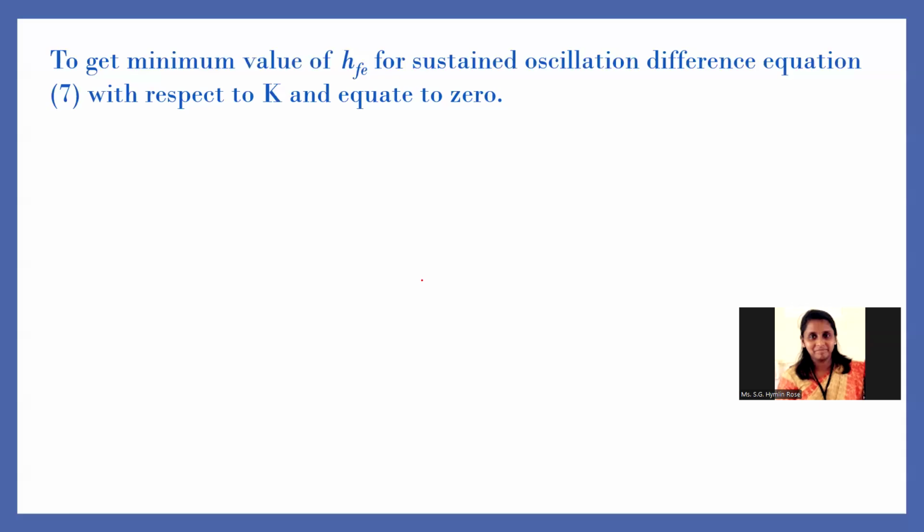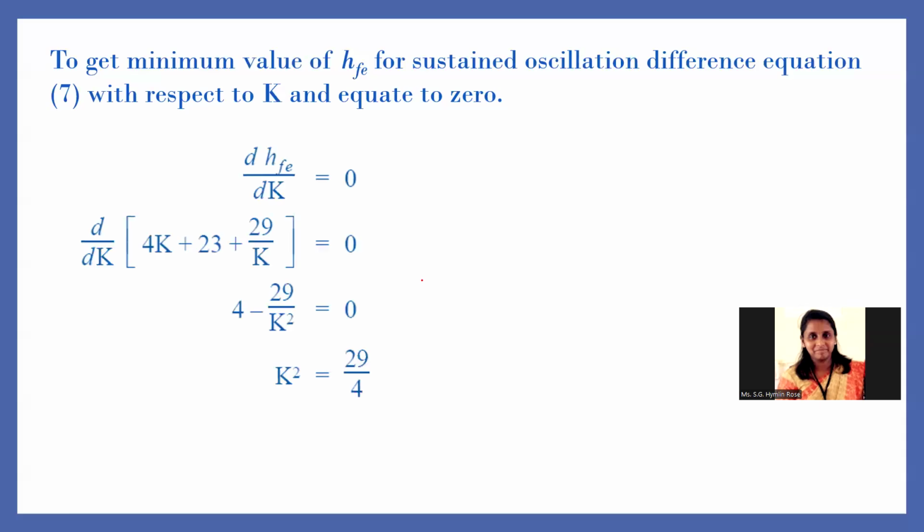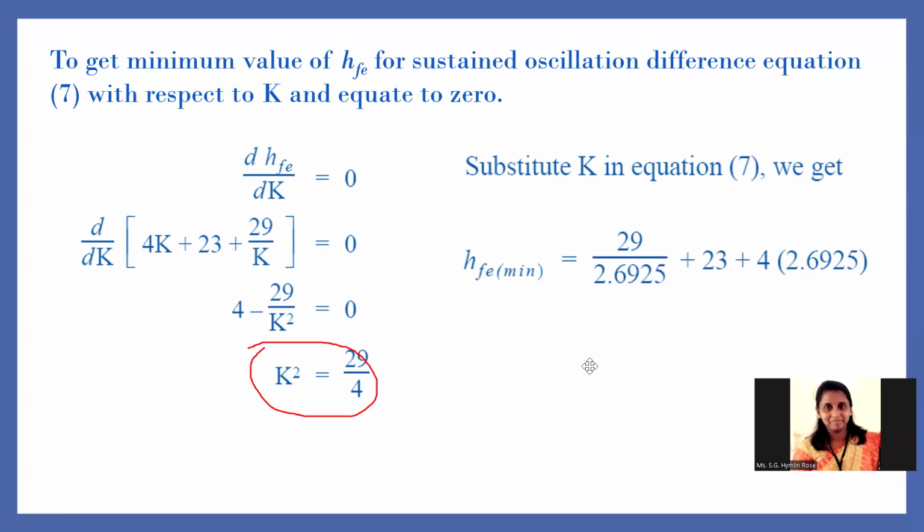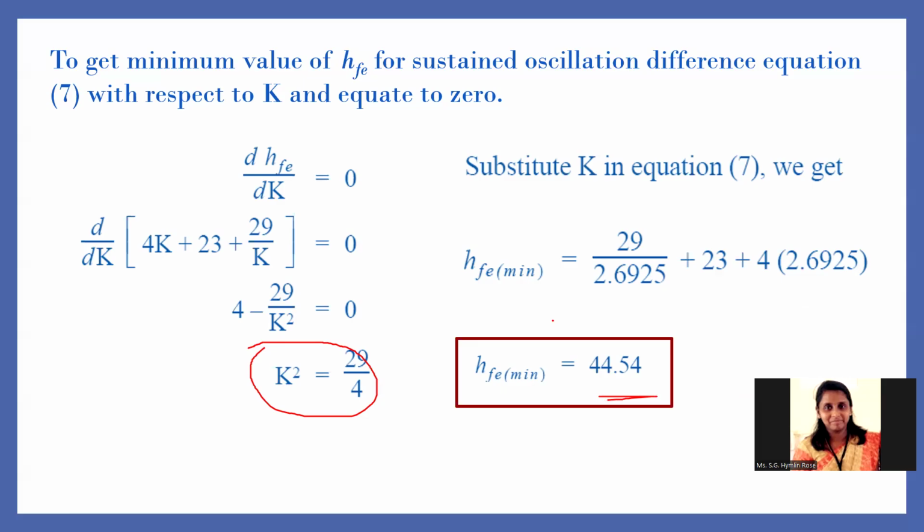So we need to find the minimum value. For that, you have to take dou HFE by dou K as 0. You'll be getting the K square value so that we can find the K value also. Now substituting this K value, the minimum HFE you have obtained is 44.54. That is the minimum value of HFE for your sustained oscillation. This is obtained by applying the maxima minima concept. So we have applied the minimum value concept, that is dou HFE by dou K is equal to 0. You have obtained the K value, and once you have obtained the K value, substitute it in HFE and you have found out the minimum value.